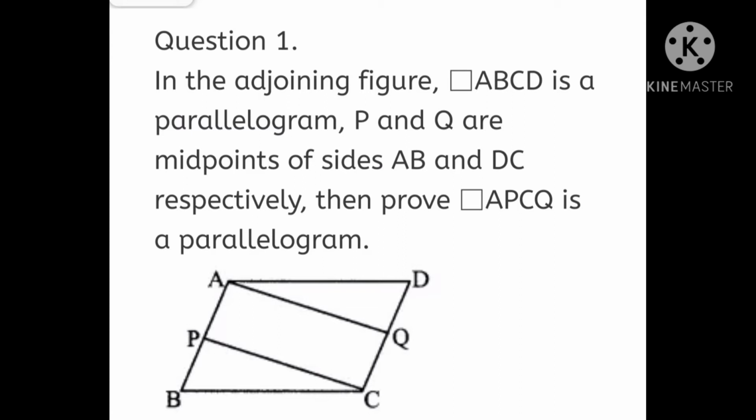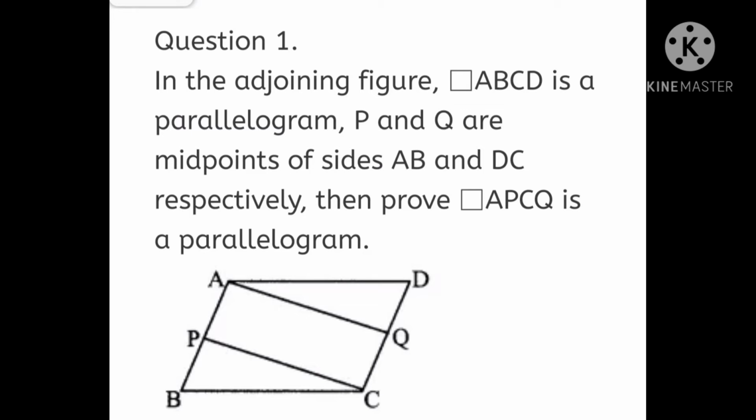Okay, now side AB is congruent to side CD. Opposite sides of parallelogram are congruent. You know the property. Opposite sides of parallelogram are congruent, so therefore AB is congruent to CD. And point P is the midpoint of AB, so therefore AP is half of AB. And point Q is the midpoint of CD, so CQ is half of CD. Okay, so if AB is congruent to CD, then automatically AP is also congruent to CQ.